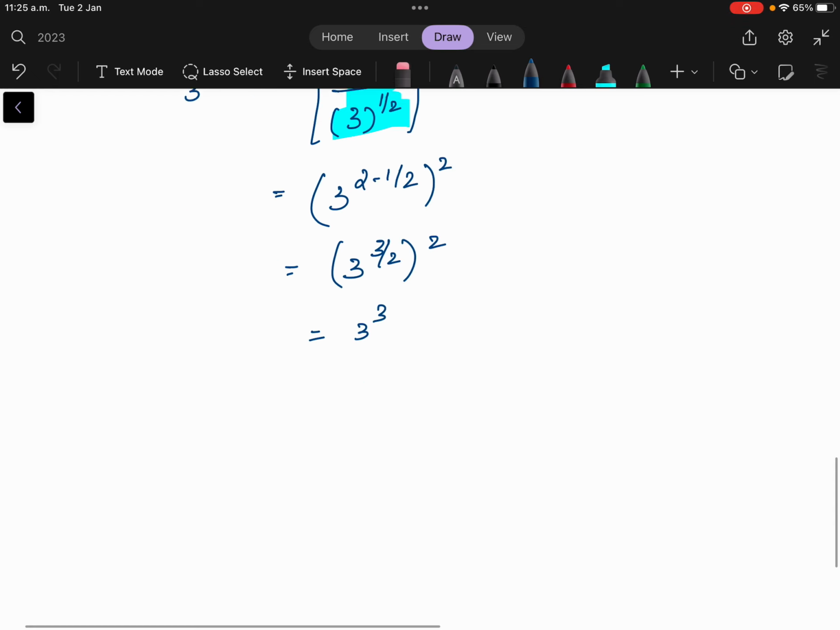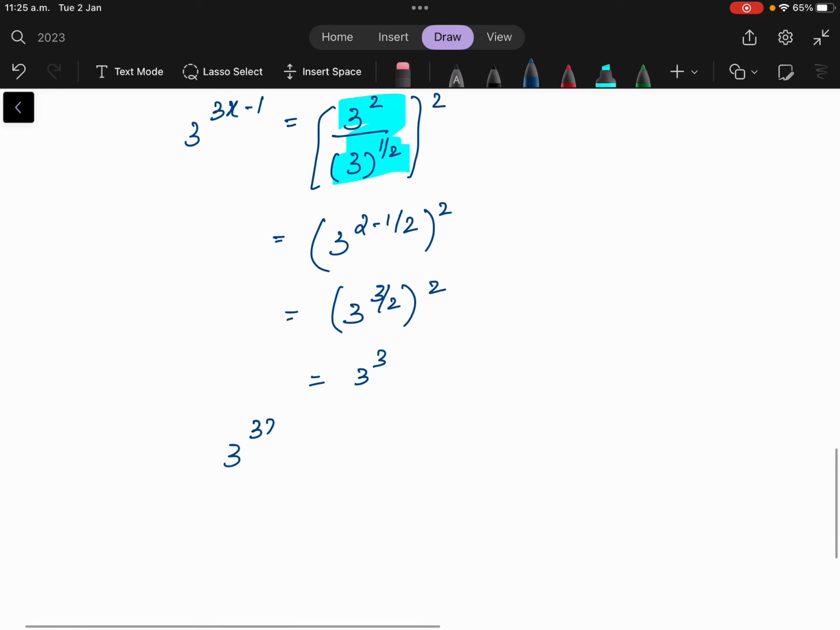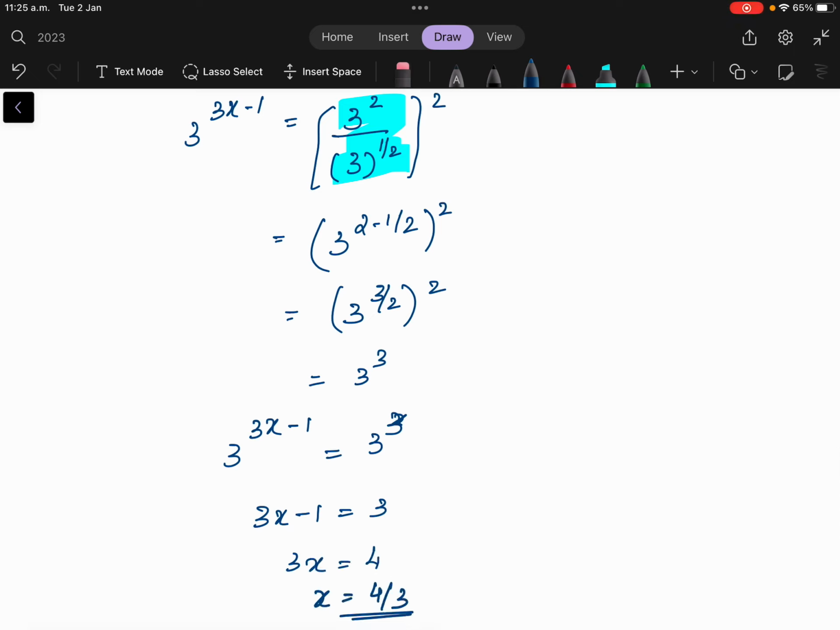which is equal to 3 to the power of 3. Okay, now equating it to the left hand side, 3 to the power of 3x minus 1 is equal to 3 to the power of 3, and 3x minus 1 is equal to 3, 3x is equal to 3 plus 1, 4, and x is equal to 4 over 3. Okay, so this is how you do it.